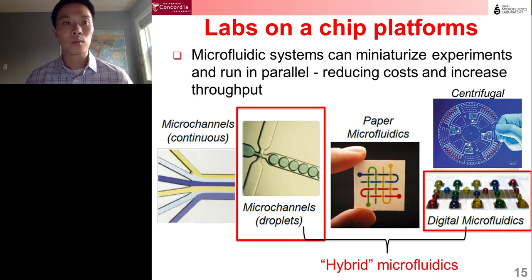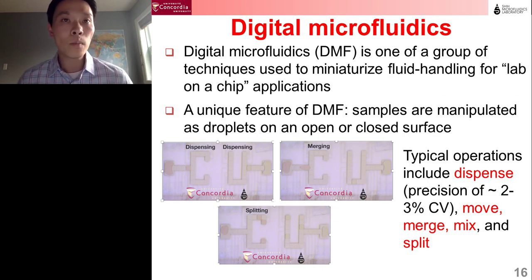Now I'll take some time to describe both these technologies, starting with digital microfluidics. For those of you who are not familiar with it, digital microfluidics is essentially a liquid handling technique where we manipulate droplets on an array of electrodes. A unique feature is that you can manipulate droplets on an open or closed face surface. As you can see from these images, you have individual addressability, which allows you to dispense droplets into smaller droplets with excellent precision. You can move them, merge them, mix them, and split them as well.